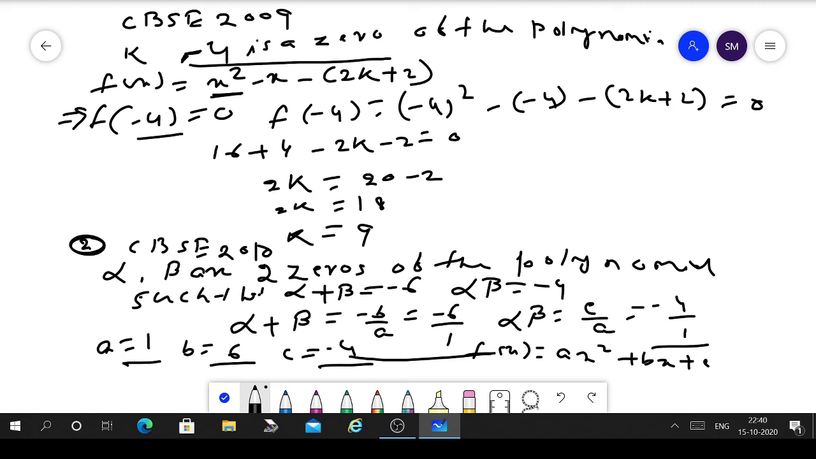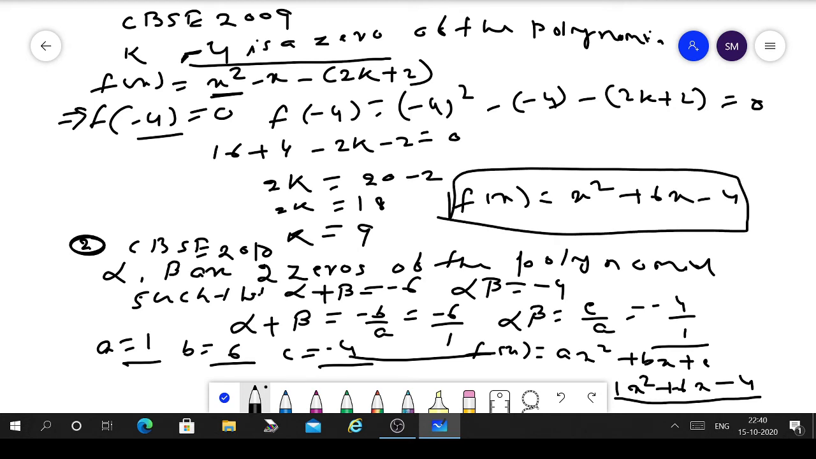Then what is the polynomial here? Here the polynomial f(x) is x square plus 6x minus 4. What is f(x)? f(x) is x square plus 6x minus 4. Okay, we get this is f(x) here.